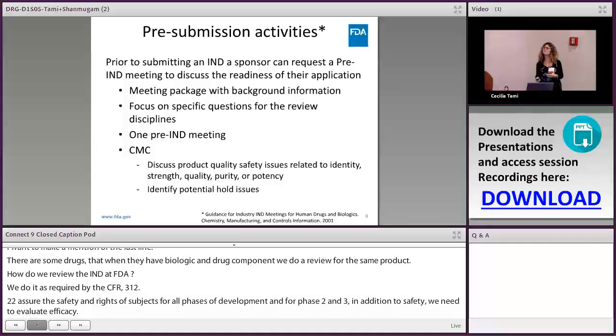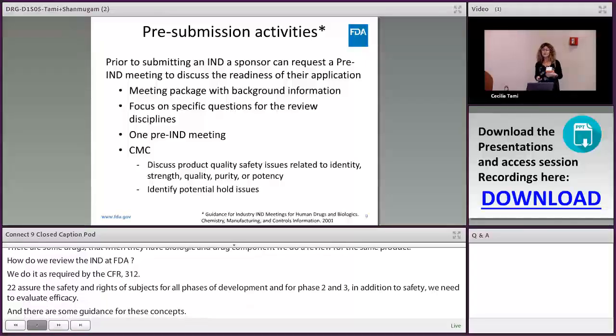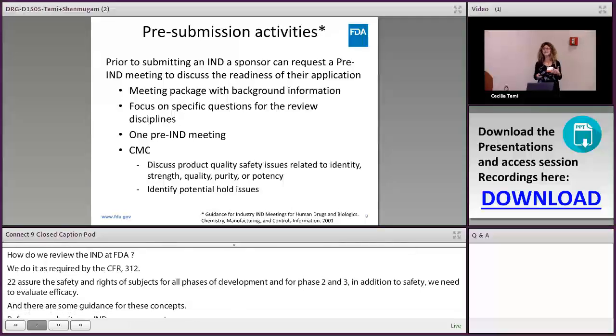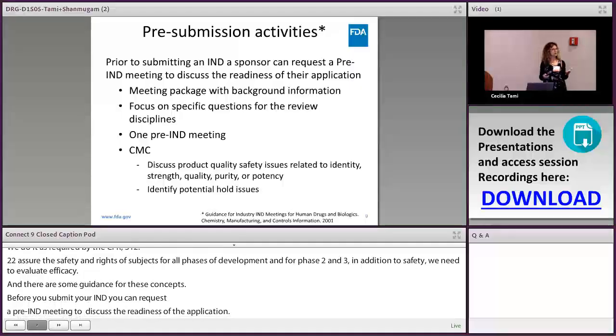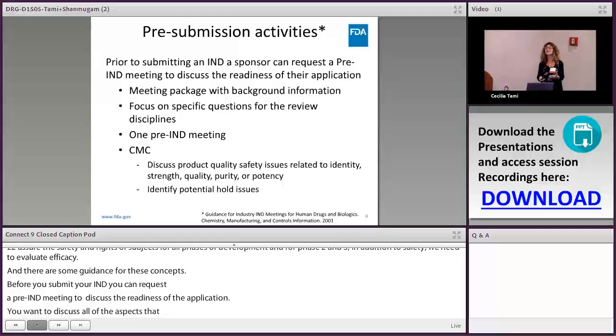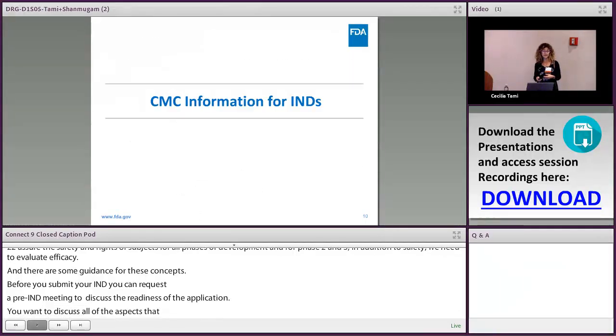Before you submit your IND, you can request a pre-IND meeting to discuss the readiness of your submission. From a CMC standpoint, the idea is to discuss all those aspects as they relate to identity, strength, quality that could pose a concern. What is the information that you might need that you don't have, that you might need to provide in the IND to make sure that it is a go?